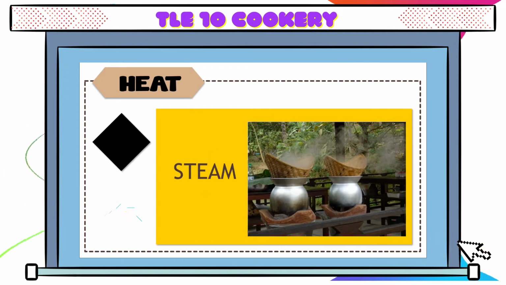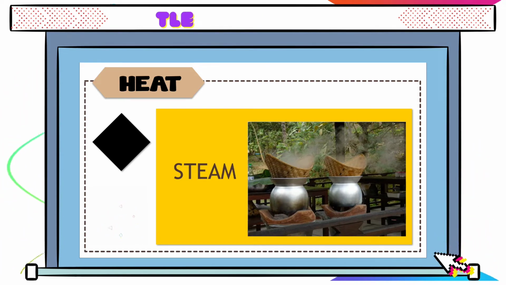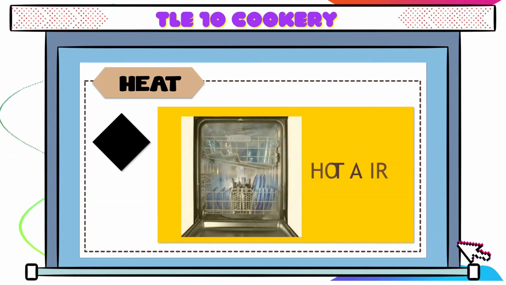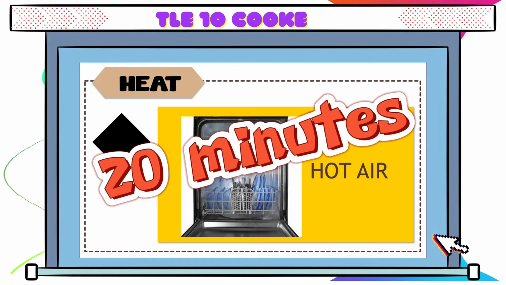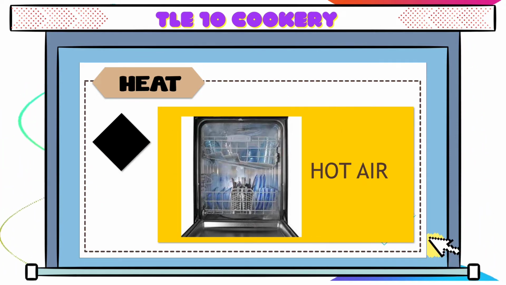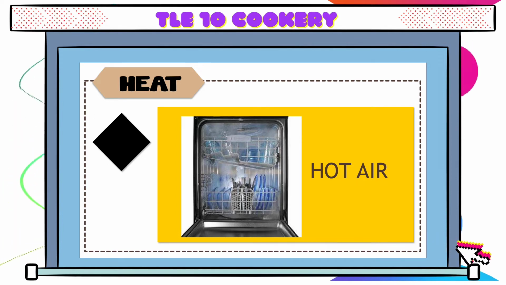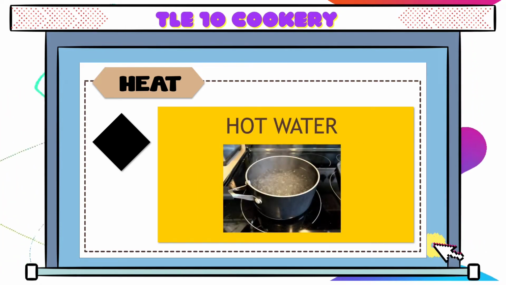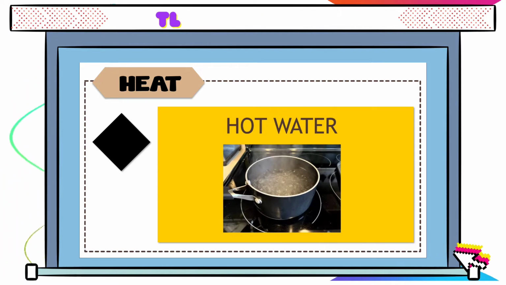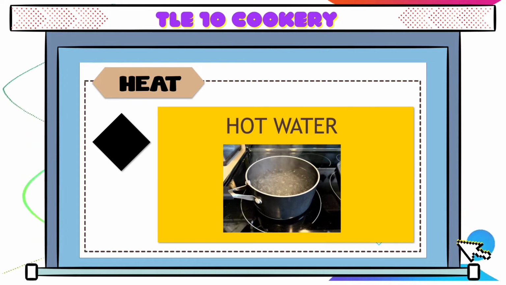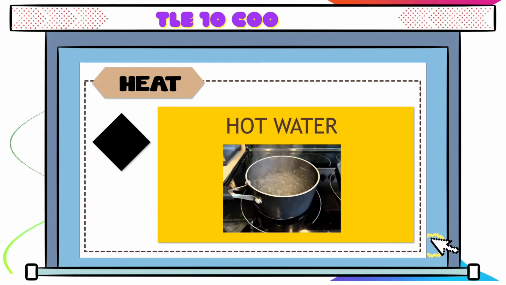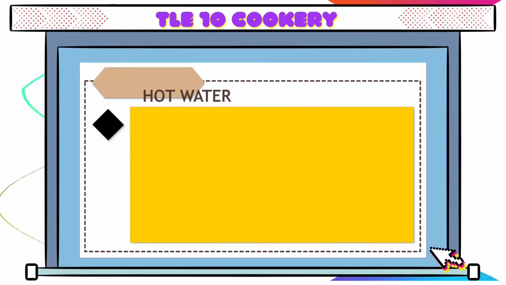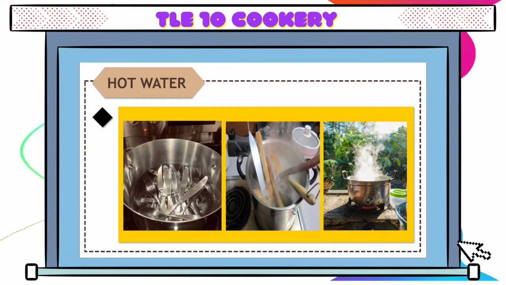Sanitizing method using steam. Steam is a source of heat which is used in some industries for sterilization purposes. Air can be done for about 20 minutes at 180 degrees Fahrenheit or 82 degrees Celsius. Hot water is the most common method used in restaurants or any household. Hot water sanitizing takes place in the final rinse. These are how hot water is done in sanitizing.